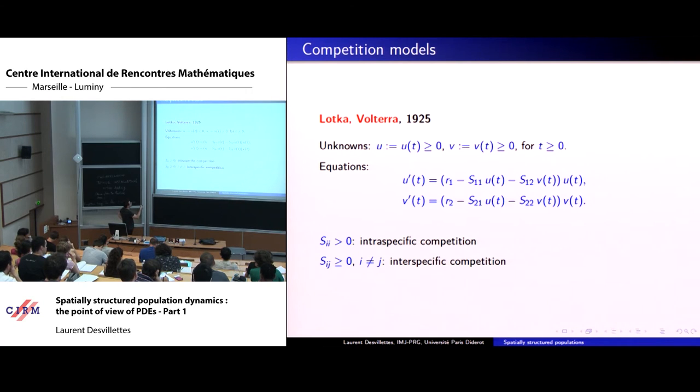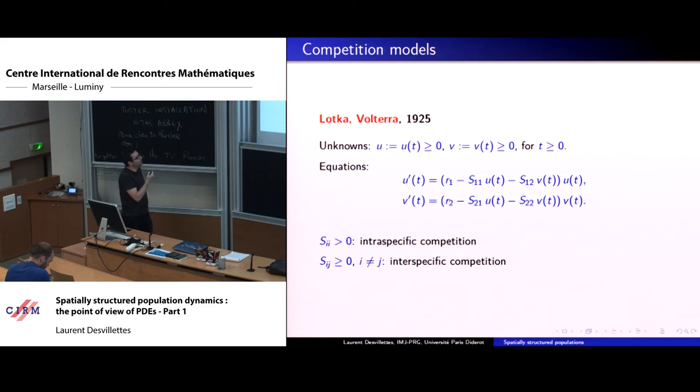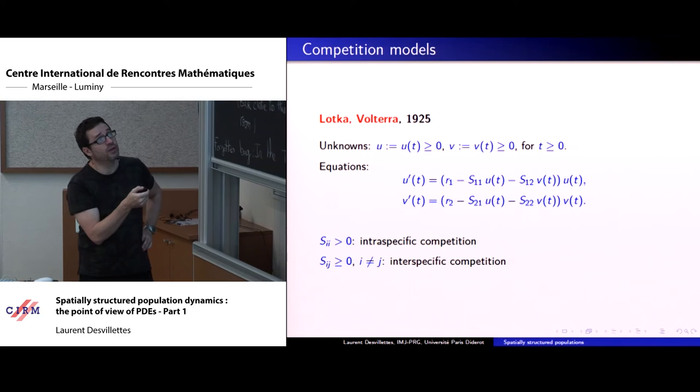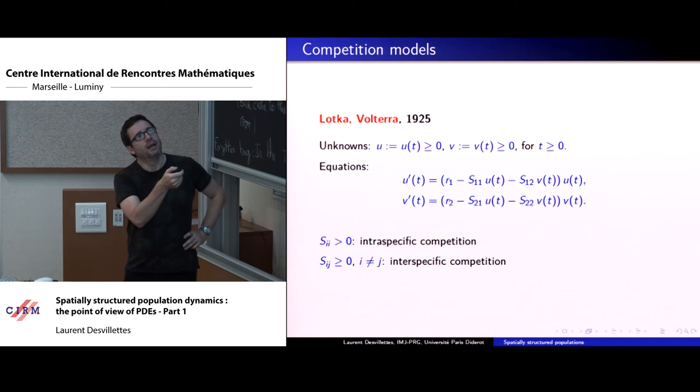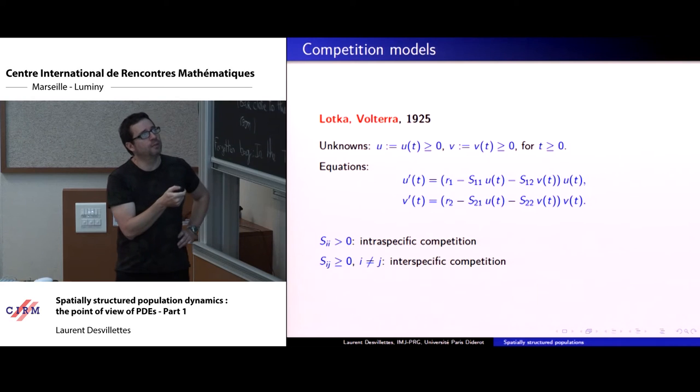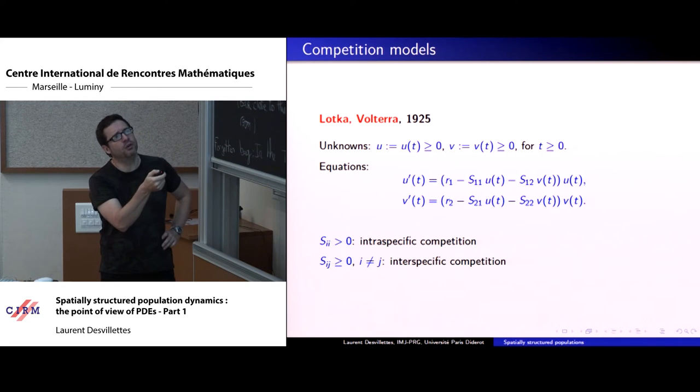Okay, so you have the linear part here and the quadratic part here, in which you have the whole matrix, which is sometimes called the competition matrix. And let's say that the following interpretation is made for those terms Sij. So S11 and S22 are called the intraspecific competition. This means that this is the competition which is felt by individuals of species U because of other individuals of species U, and of course the same for V. And those two terms here, which are sometimes called interspecific competition, is a competition which is felt by individuals of species U because of individuals of species V.